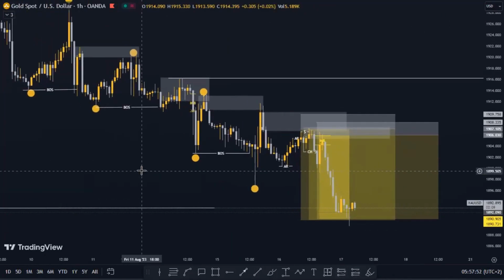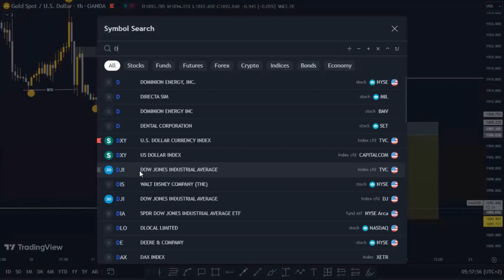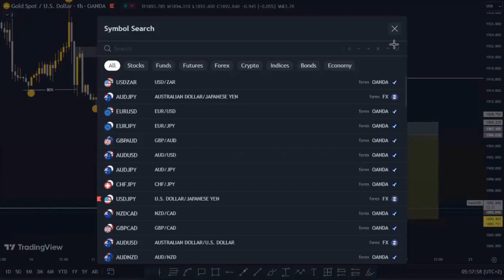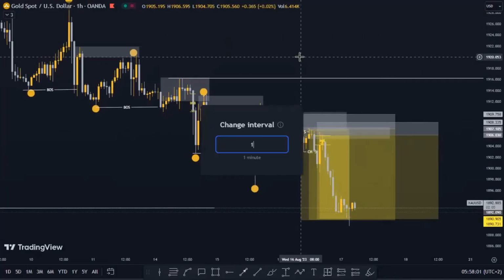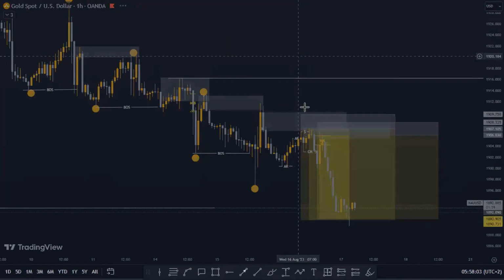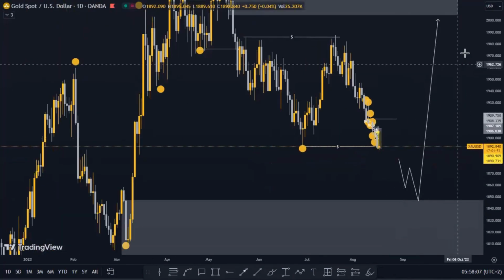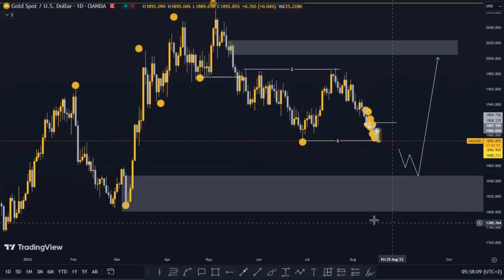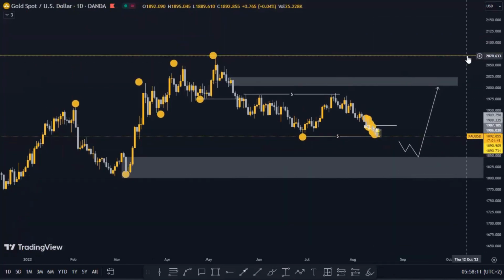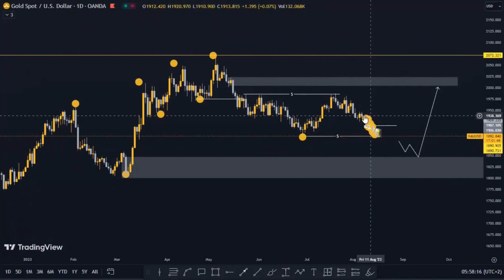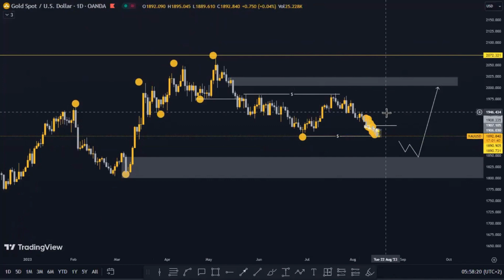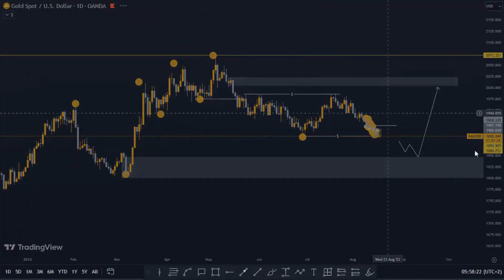So maybe from a daily perspective, just to show you guys my overall bias here, I'm looking to buy gold at around 1850, right? So this is where I'm looking to buy gold. I also recognized the bearish order flow that was happening here, hence I took advantage of it. Let's go back to the 4-hour time frame.